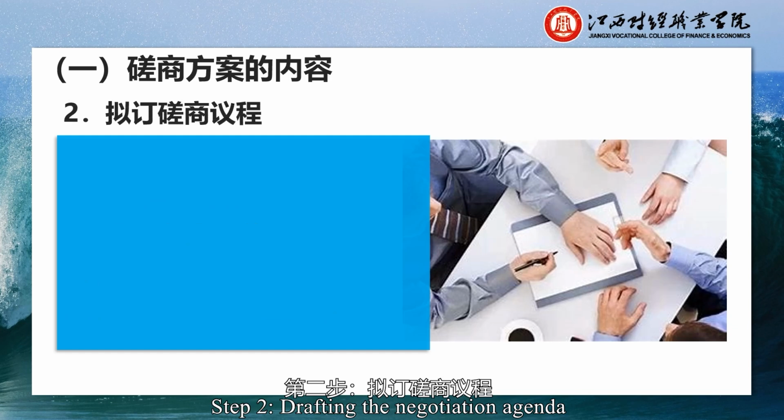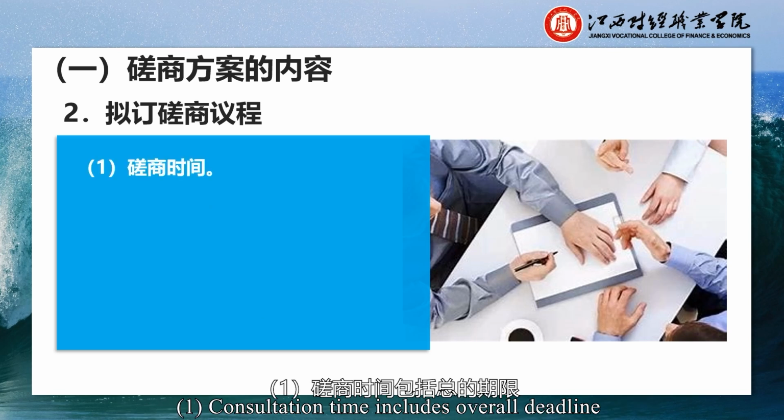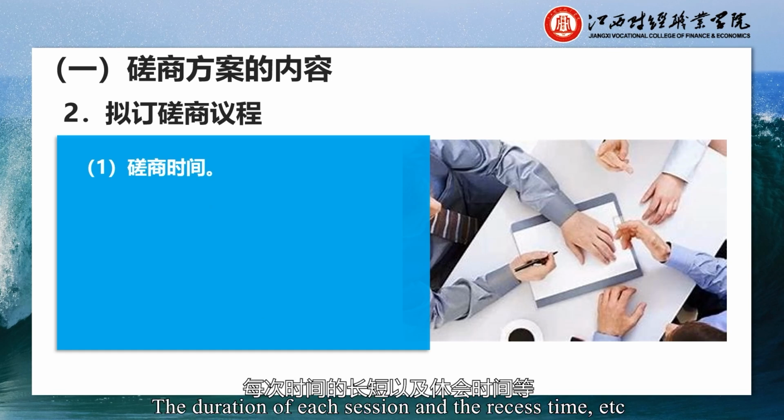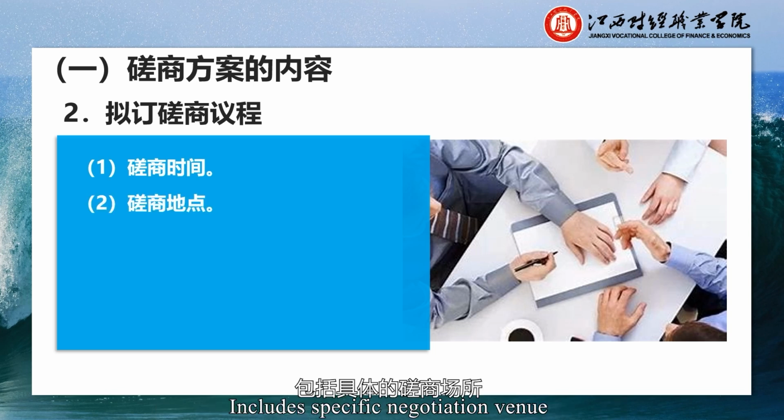Step 2. Drafting the negotiation agenda. A typical negotiation agenda includes the following content. First, negotiation time. Includes overall deadline, start time, time of each round, the duration of each session, and the recess time, etc. Second, negotiation location includes the specific negotiation venue and the specific requirements for the venue.